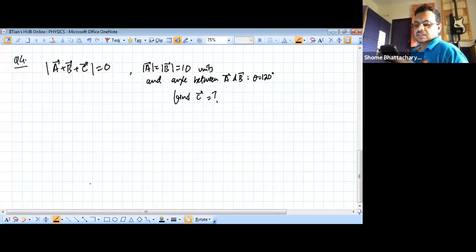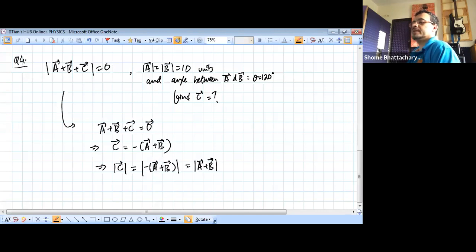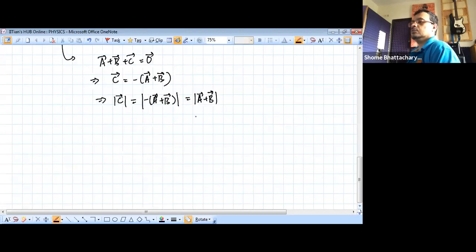Okay. So the easiest way of doing this question is that you understand here that A plus B plus C is a null vector because its magnitude is 0. So that means the vector C is minus of the sum of A plus B. So that means the magnitude of the vector C is magnitude of negative of the sum of A plus B. So that is nothing but the magnitude of A plus B. Because you're talking about mod, so the minus sign doesn't matter. So now you use triangle law.